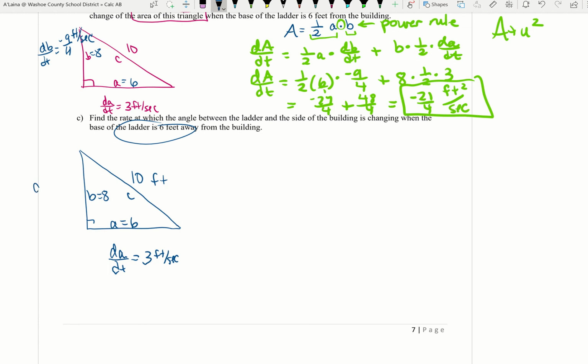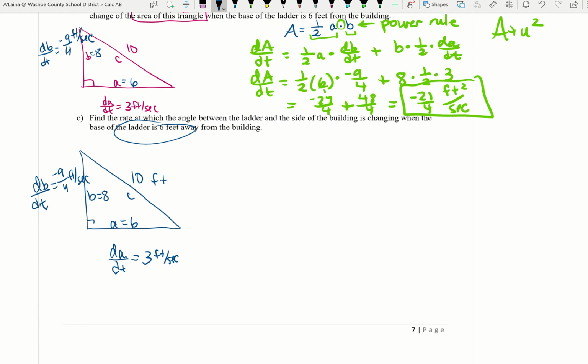We can use previous information, so if we need it, we know that the rate of change of B is negative 9/4 feet per second. Because all of these were at the moment of 6 feet for A, we can use all of that previous information. We even know the rate of change of the area if that comes into play, which it doesn't, but you maybe don't know that at the beginning of the problem.